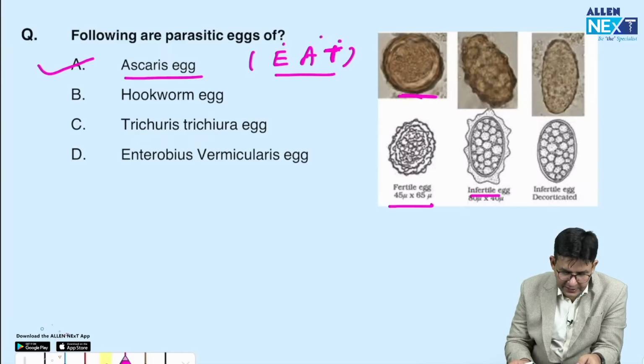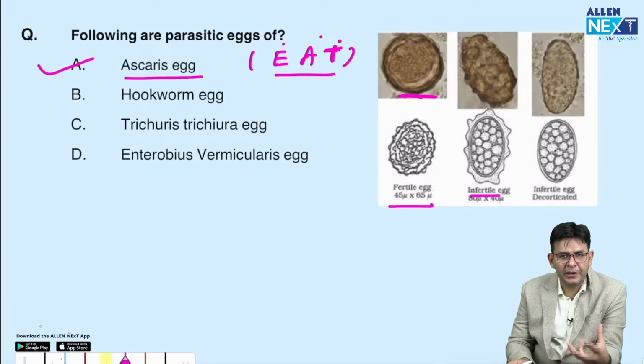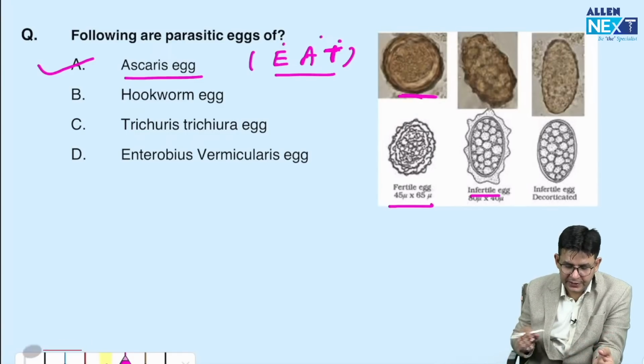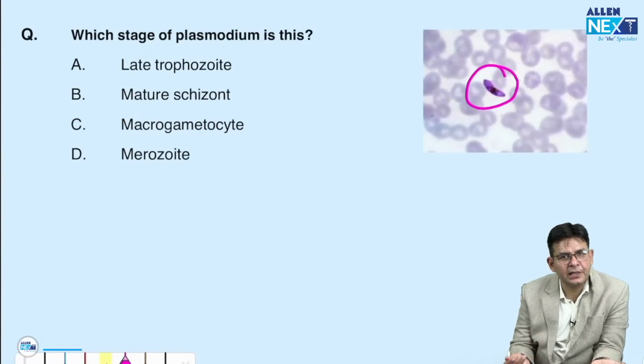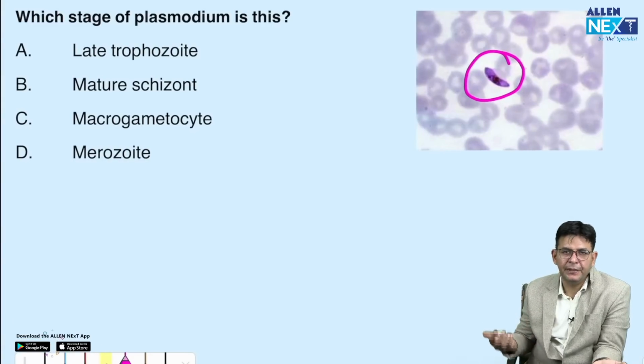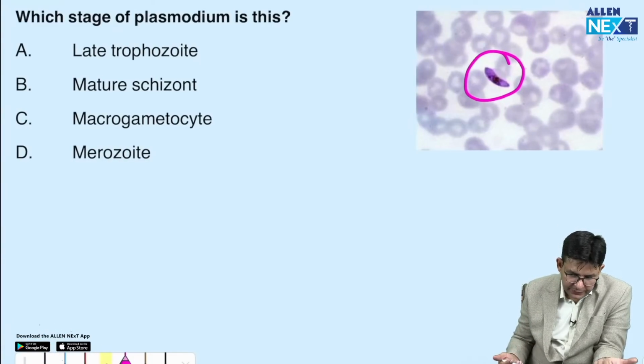I know I have to be a bit fast if I want to cover the important aspects, so excuse me for that. But we need to be slightly fast. This is another favorite one. Banana shaped gametocyte. That is a feature of which particular one?